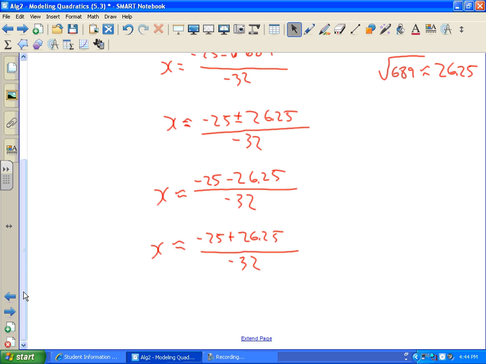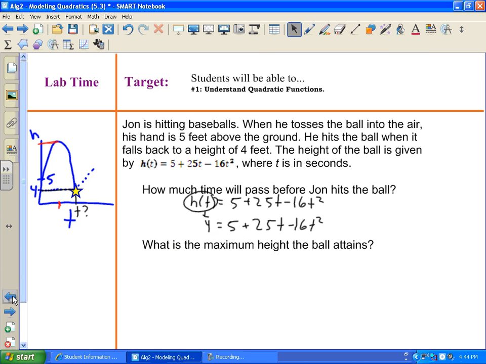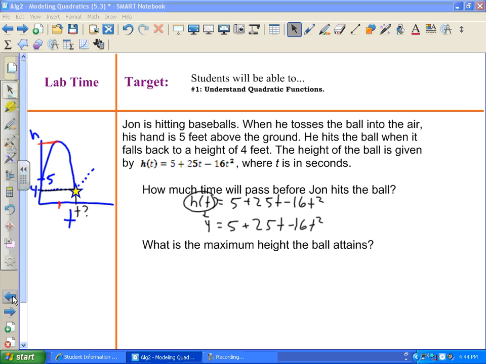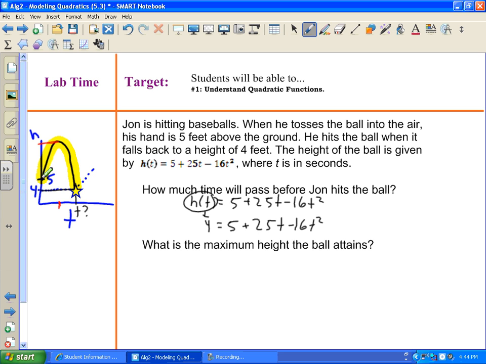Because once again, my function is talking about the height when it is 4. There's two locations on this parabola where the height is going to be 4. One is less than 0, which does not make sense in the context of this problem, and the other one is the one I'm looking for. The positive solution here is what I'm looking for.